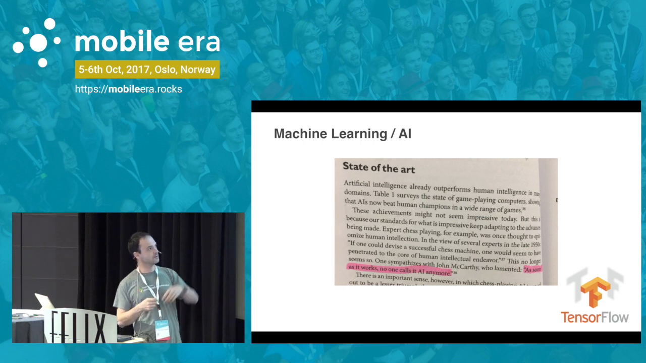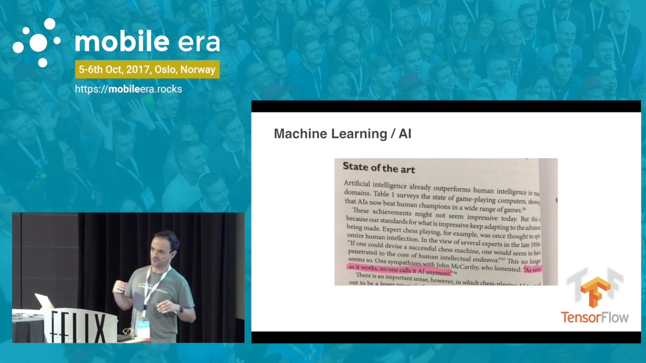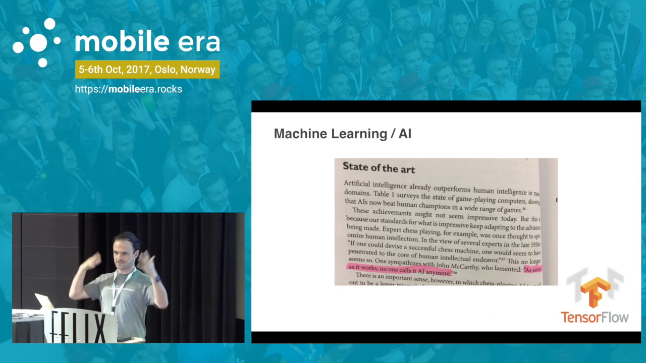They have this excerpt: as soon as it works, no one calls it AI anymore. So when something is obscure, it's AI. Look at this magic, this machine learning, but then maybe underneath there is not that much complexity. There is a real explanation for that.